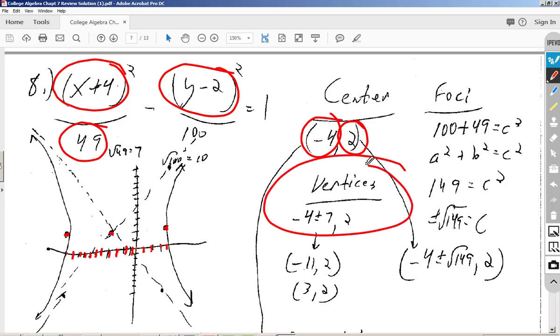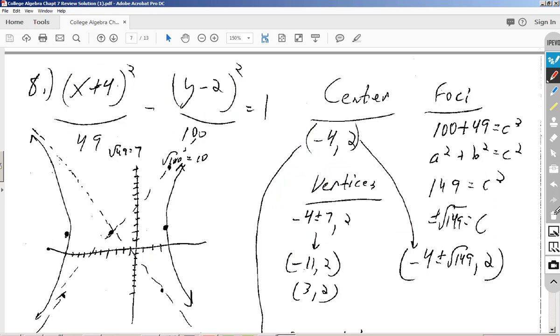So in other words, here I was at negative 4 and 2. I'm moving in each direction of positive 7 and negative 7, so negative 4 minus 7 is negative 11 and 2, and negative 4 plus 7 is 3 and 2. So that would be the location of my vertices.